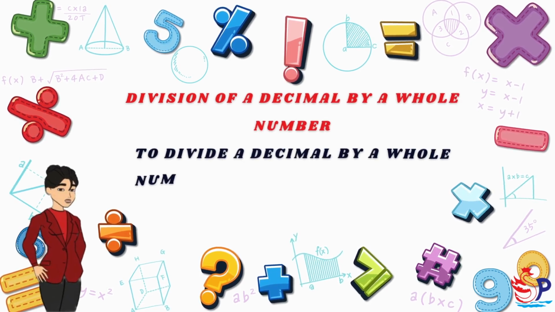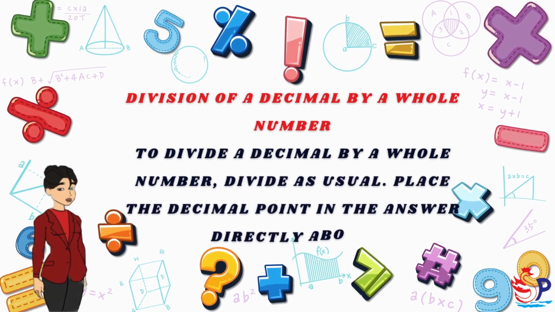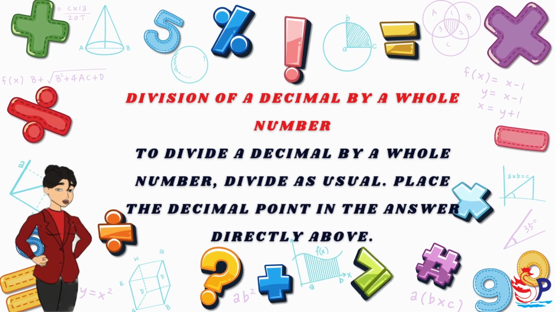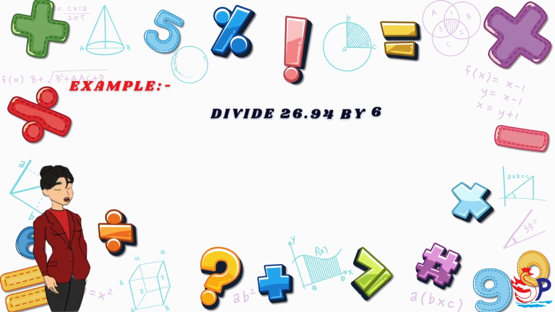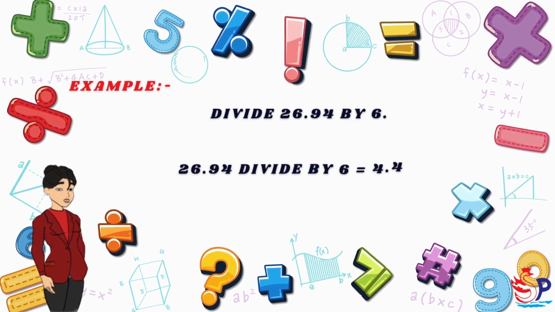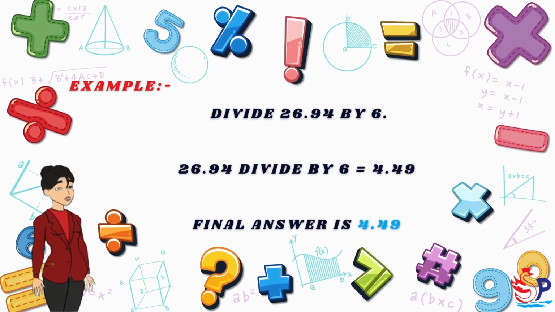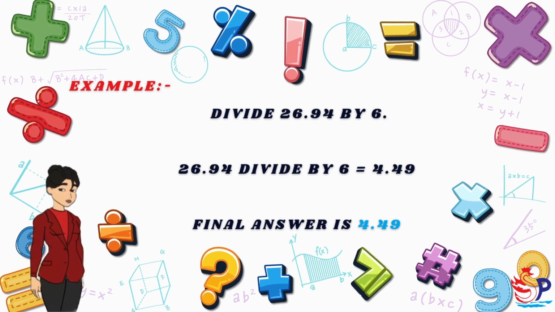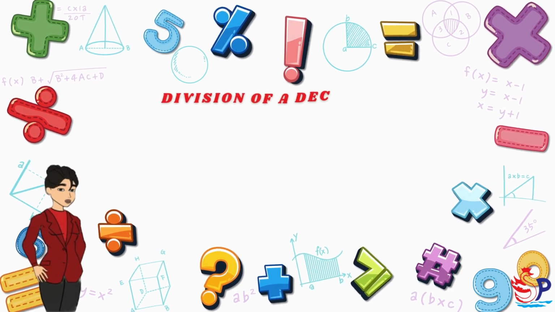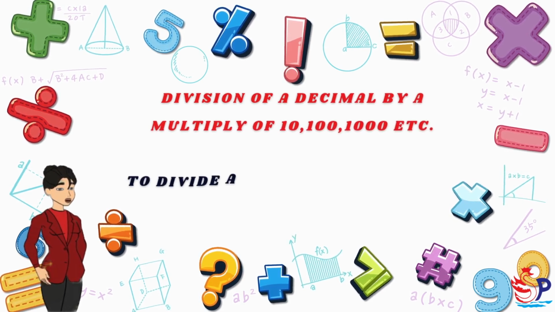Division of a decimal by a whole number. To divide a decimal by a whole number, divide as usual. Place the decimal point in the answer directly above. Example: divide 26.94 by 6. 26.94 divided by 6 is equal to 4.49. Final answer is 4.49.